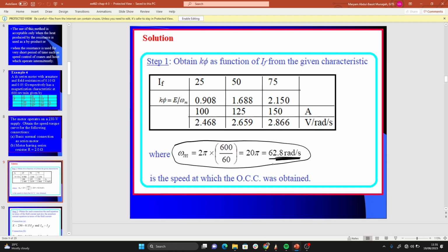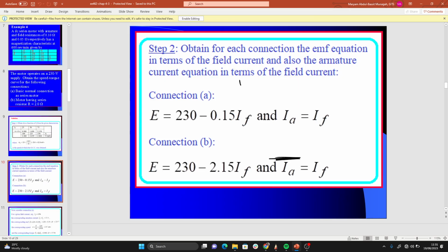Then from our OC curve, we're given IF against E, right? We say we need speed against torque. But that speed is equal to what? E over K phi. So let me find K phi. K phi is this E here over the omega, the test speed, omega m. That'll give me the K phi.